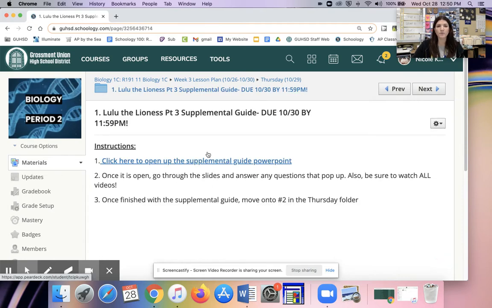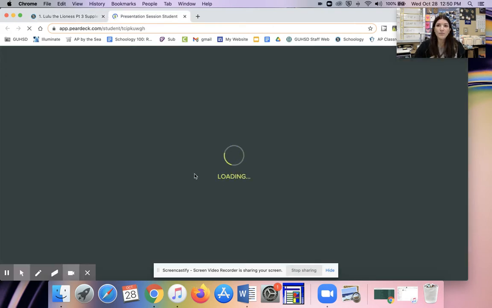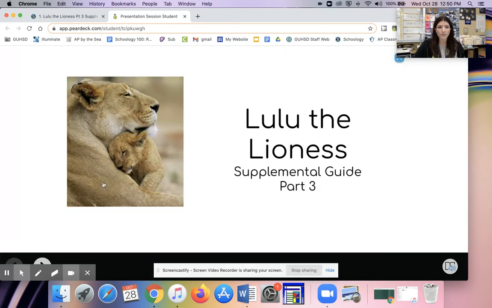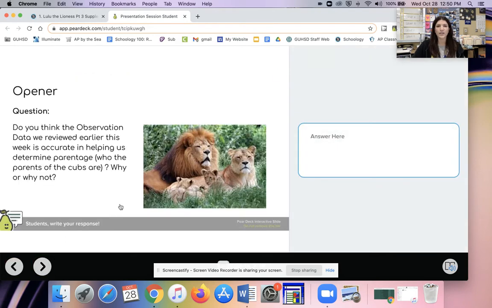So when you open up the Part 3 assignment, you're going to have to click here to actually open up the supplemental guide. It's going to be a Pear Deck, which you have done before. So this is kind of an interactive PowerPoint. So how you're going to gauge through it is with these arrows down here. So it should say Lulu Lioness Supplemental Guide Part 3. You're going to use the arrows to click through.